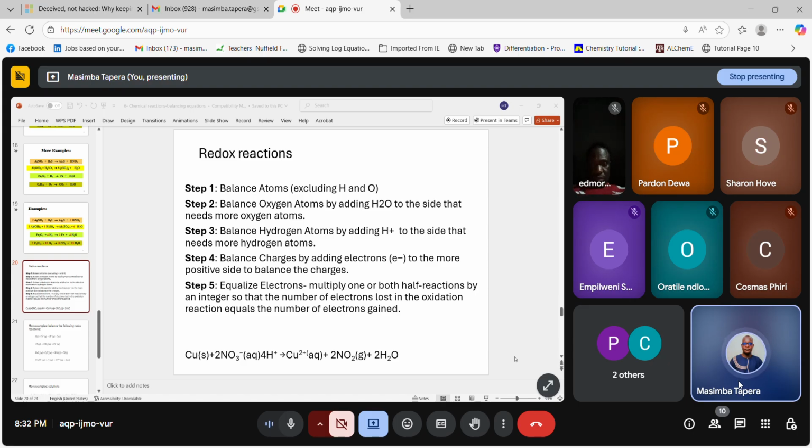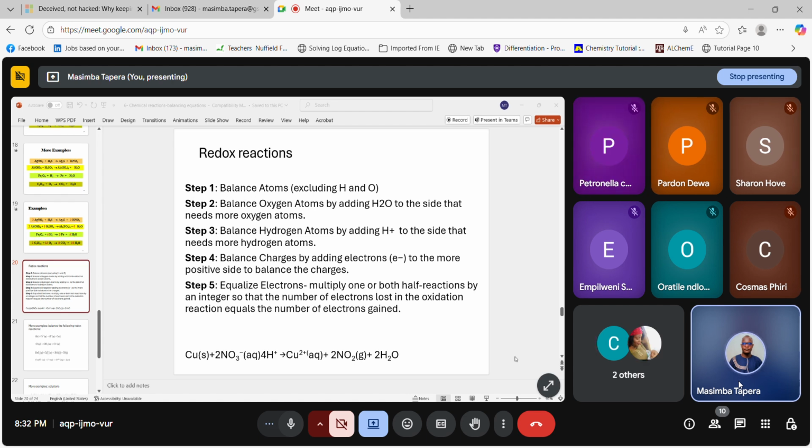How do you balance the oxygen? To balance oxygen atoms in redox reactions, you add water molecules. You have to add H2O to the side that needs more oxygen, or the side that does not have oxygen. You put H2O, which means your oxygen will be coming from the H2O.